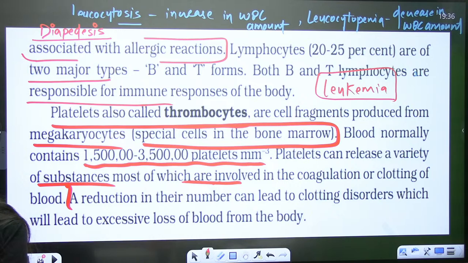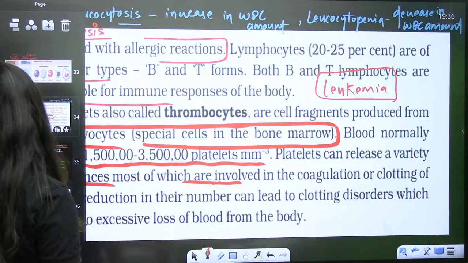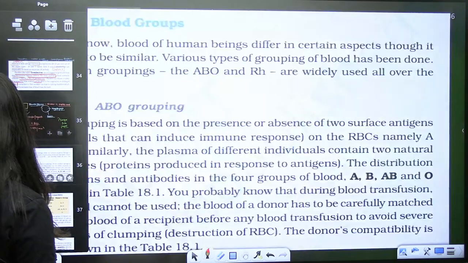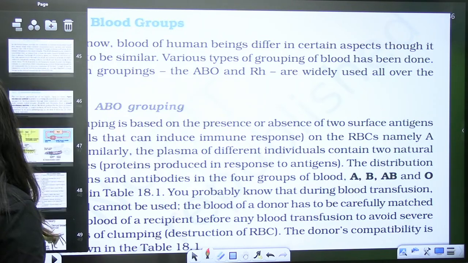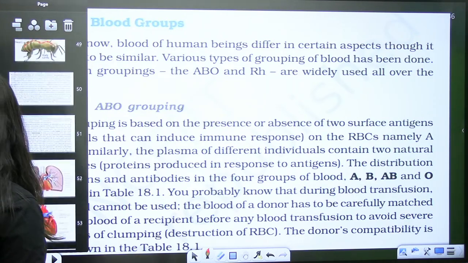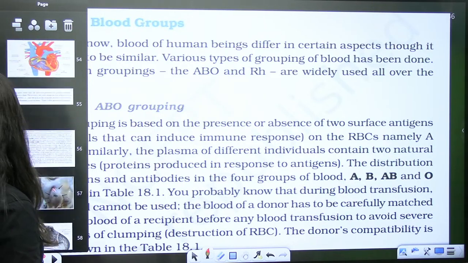Hemophilia, exactly, that is your bleeder's disease, definitely. So the next topic that we need to start is blood group and then coagulation. This chapter is easy, bachche, we can finish it very quickly. Then we'll be starting the human circulatory system.